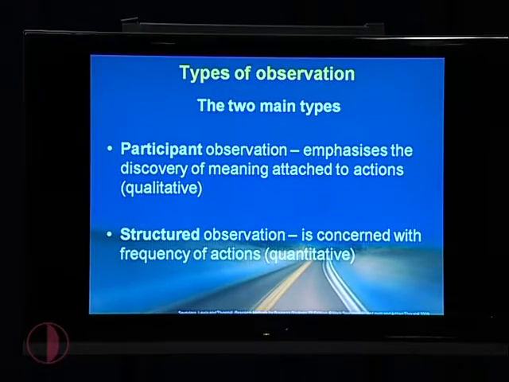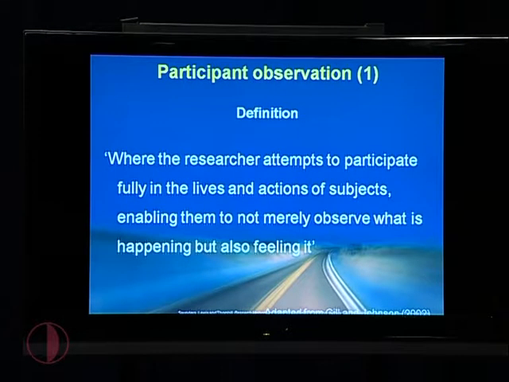The main two types of observation: participant observation emphasizes the discovery of meaning, phenomenological, hermeneutic, the interpretation attached to the action in qualitative research. While the other one, structured observation, is concerned with the frequency of action, the number of times that this action occurred during the day, during one hour, in order to better understand some phenomena.